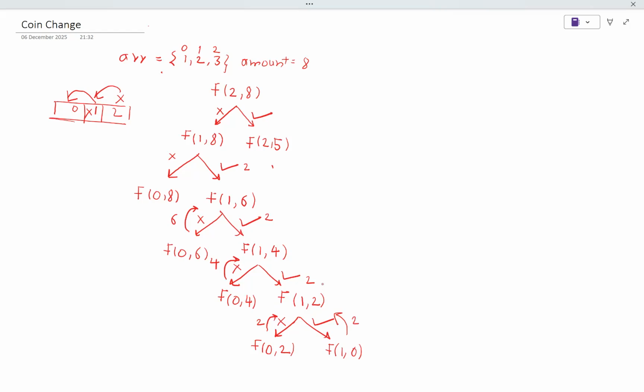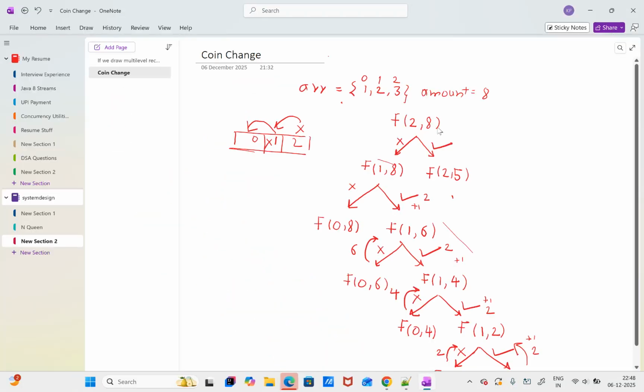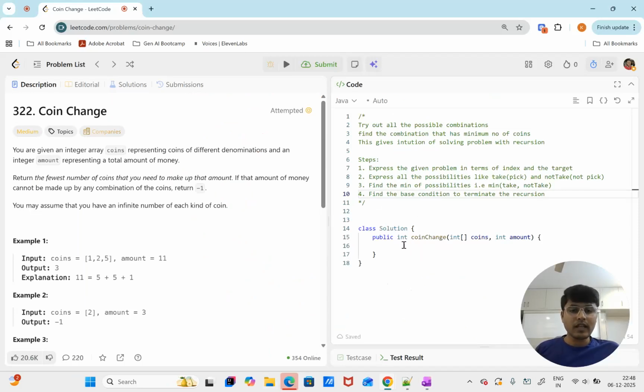So total number of denominations means like 2, 2, 2, but plus 1, plus 1, plus 1, and plus 1. So if we consider all these possibilities, then 1 plus 1 is 2, plus 1 is 3, plus 1 is 4. So 4 coins of 2 can make amount 8. So like this we can try out for the right branch with 2 and 5. So this is how the recursive tree will look like. So now let's go to the solution as we mentioned in the starting.